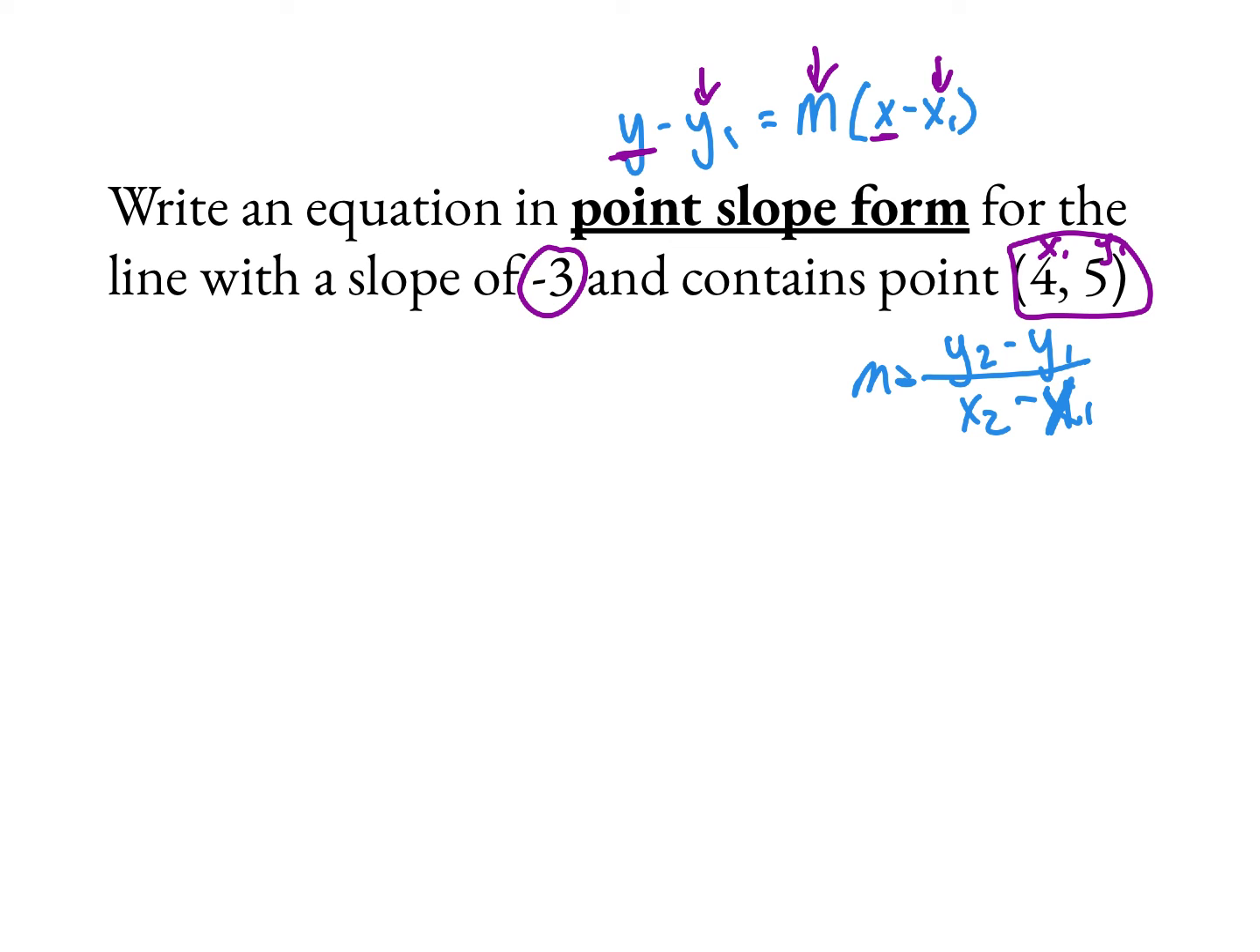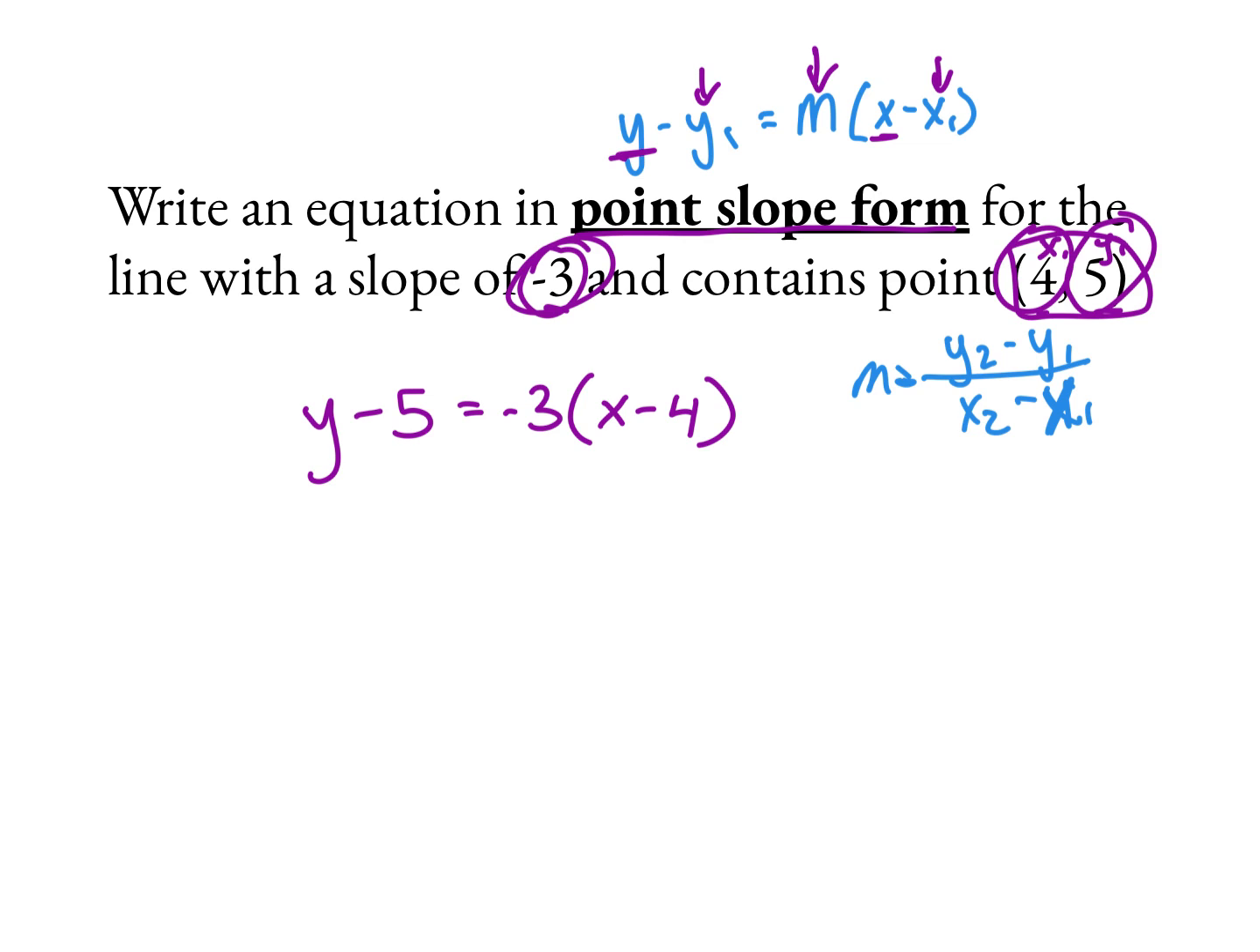We're not going to actually plug in anything for this one because all we need to do is write it in this form. Okay, so this is one that should actually be simple. You're just plugging in numbers to the 3 spots that need numbers. We have 3 numbers. We just need to know what they mean. So I'm going to take my point slope form, y minus, and then my y1 is this term 5, equals the slope, which is negative 3, times x minus, and then x1 is 4. That's all I need to do.